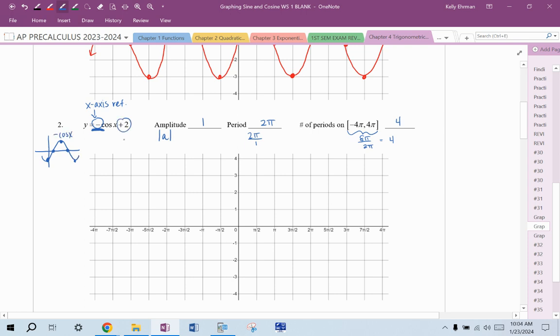What about the plus 2? That is up 2. But you could also say, oh, so the midline is going to go through y equals 2. So let's divvy up the period first. The graph should end at 2 pi for the first period. Cut that in half, cut that in half, cut the last part in half. So I'm going to have points every box again. I'm going to draw in my midline of y equals 2.